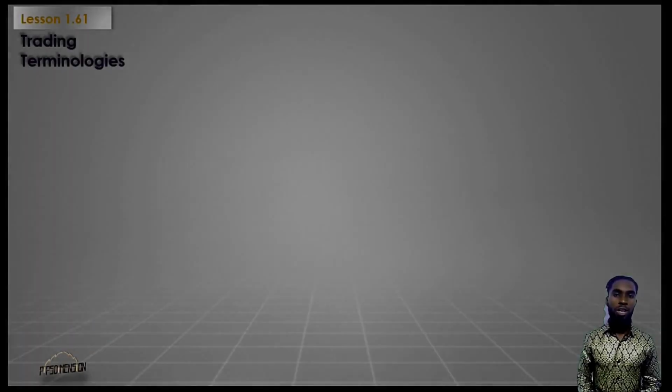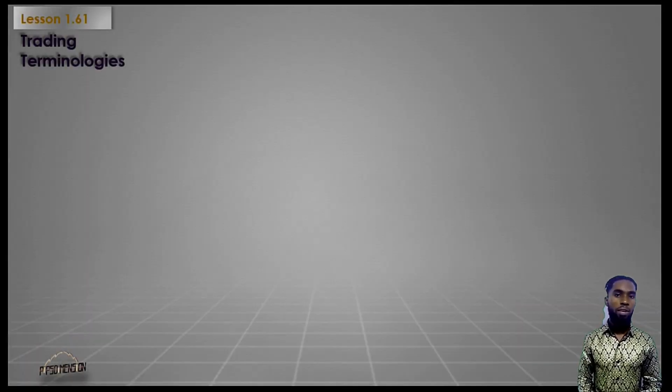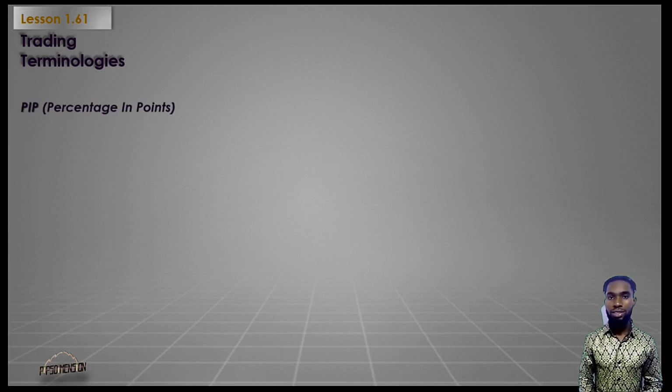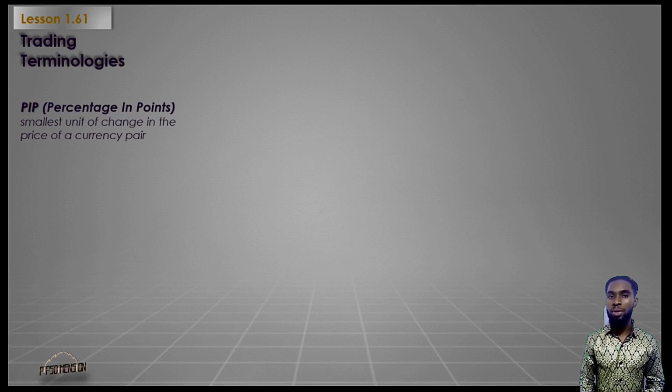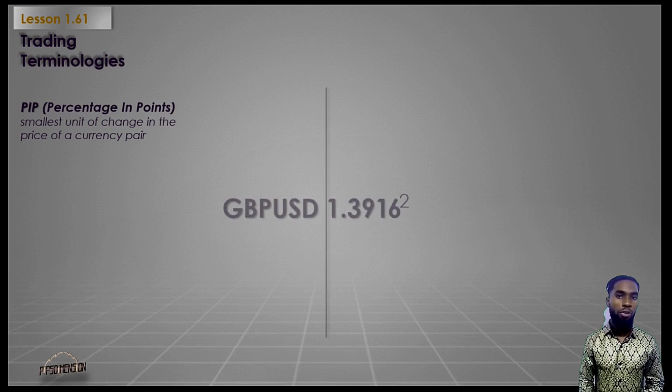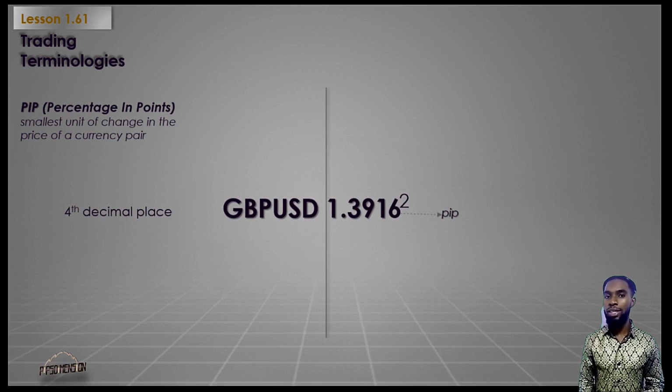The next term we are going to talk about is probably the most popular term in the forex market, pips. That's percentage in points. It is the smallest unit of change in the price of a currency pair. The counting of pips begins on the 4th decimal place of a currency pair quoted price. But most forex brokers end their quotation at the 5th decimal place that is known as the pipet. The pipet is usually written as a subscript or a superscript.